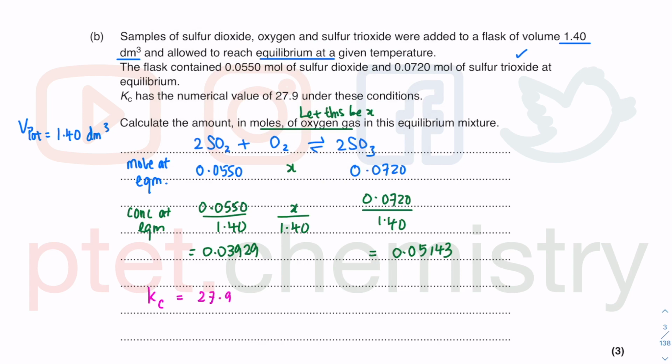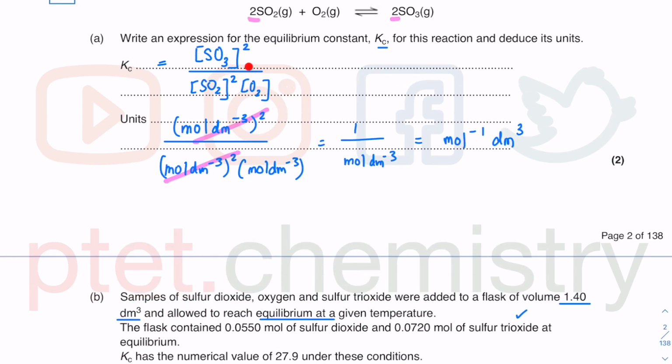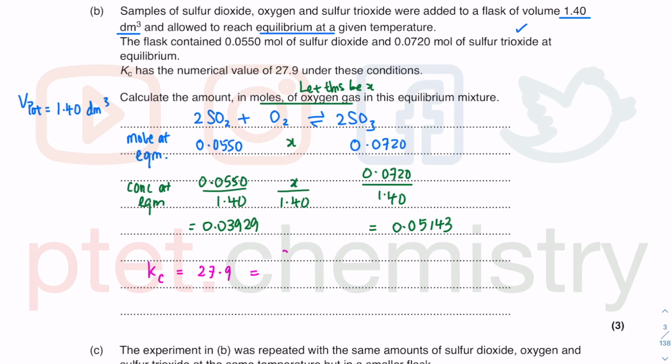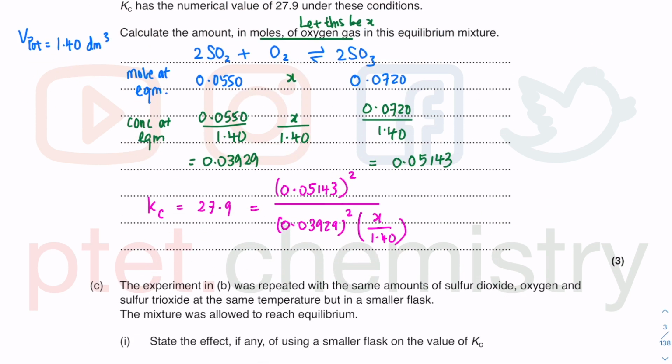So I can set up my equation. I did already set up my equation earlier. The Kc is equal to concentration of SO3 square. So that is 0.05143, the whole thing square, dividing that by 0.03929 square. And then X over 1.40 without any square because there is just 1 in front there. So the objective really is find X. So X over 1.40 equal to 0.05143 square over 0.03929 square, and then I'll multiply that by 27.9 at the bottom there.